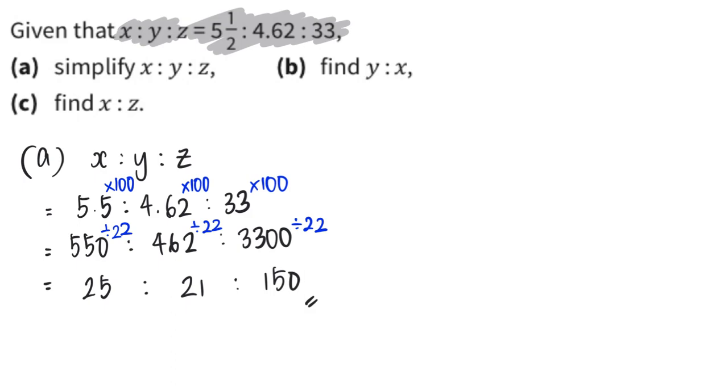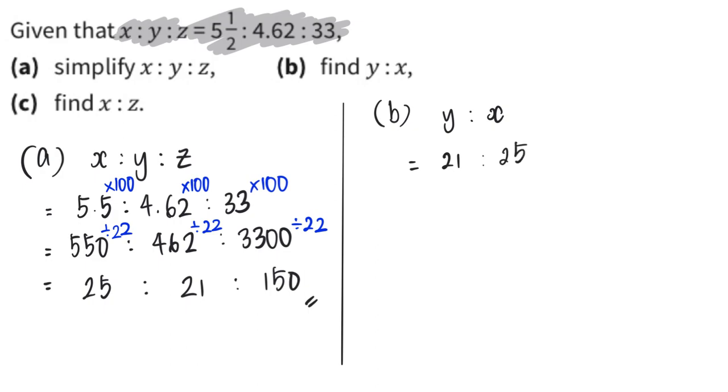Moving on to part B. Okay, so I'm going to just draw a line to create a space at the other side. So for part B, now that we have x is to y is to z in its simplest form, y is to x is simply 21 is to 25, and this happens to be the simplest form.